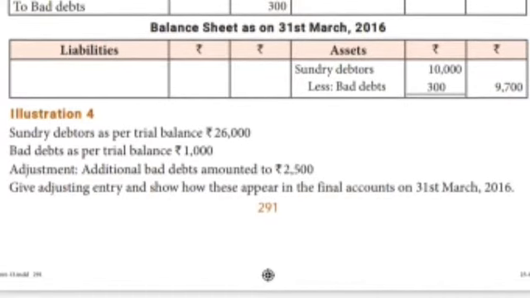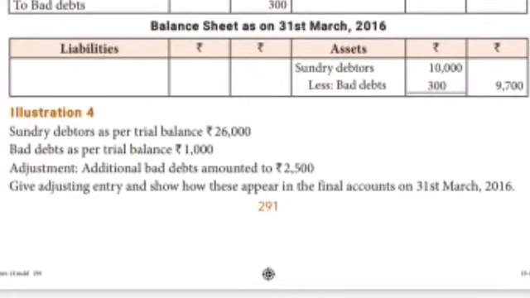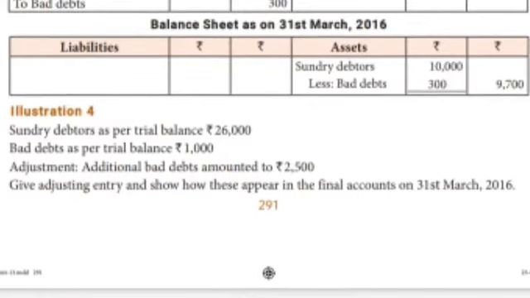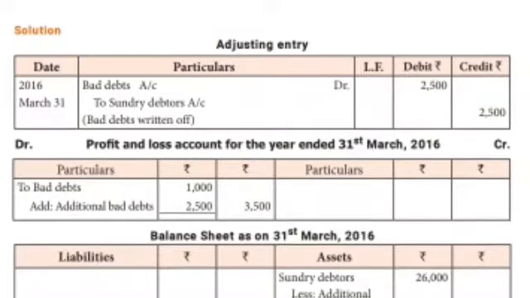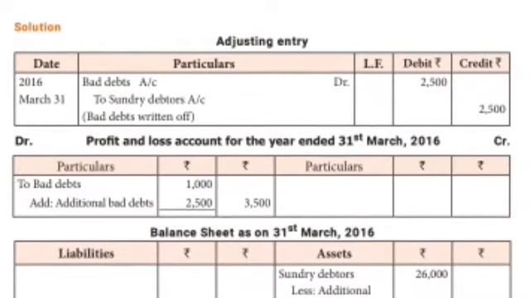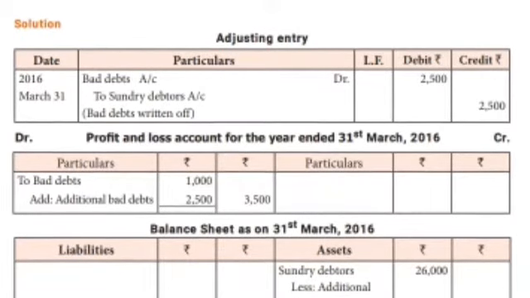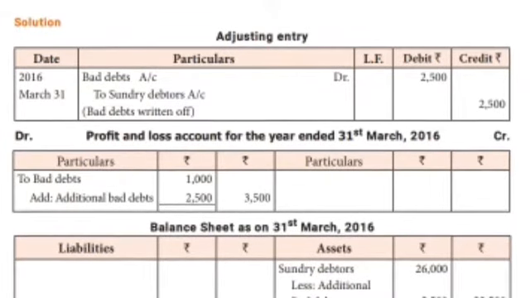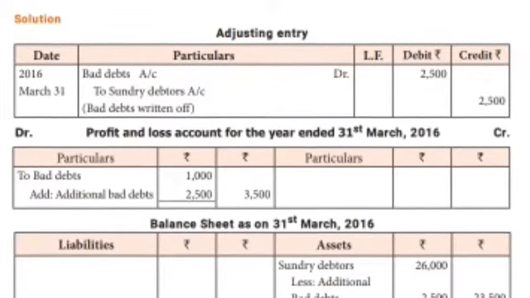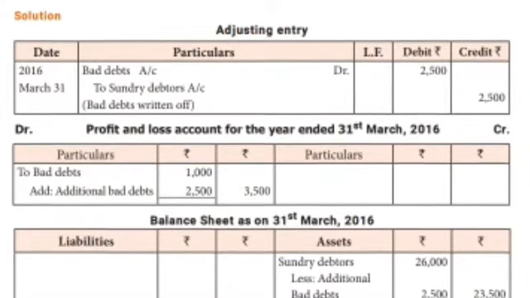Sundry debtors as per the trial balance 26,000. Bad debts as per the trial balance 1,000. Adjustment: additional bad debts amounted to 2,500. Give the adjusting entry and show how these appear in the final accounts on 31st March 2016. So what is the adjusting entry? Bad debts account debit to sundry debtors. See children, again I tell you, please study 50 adjusting entries.